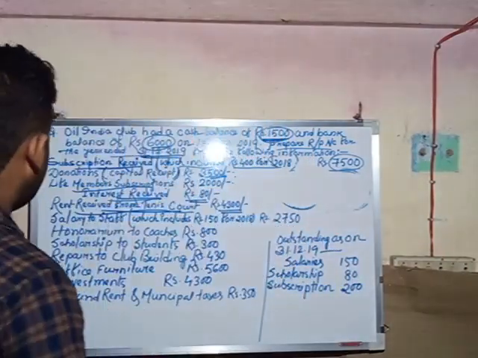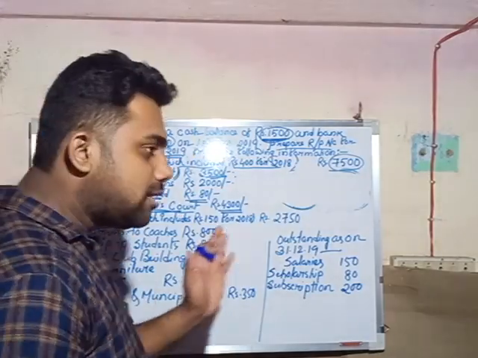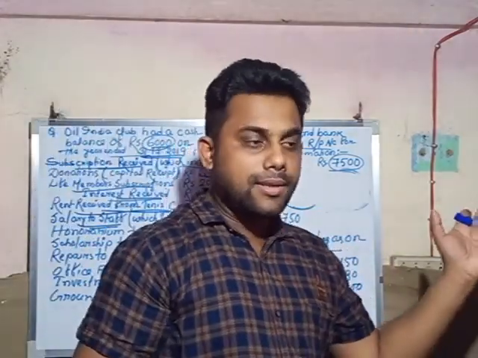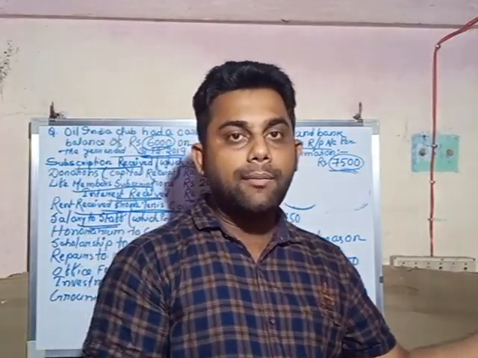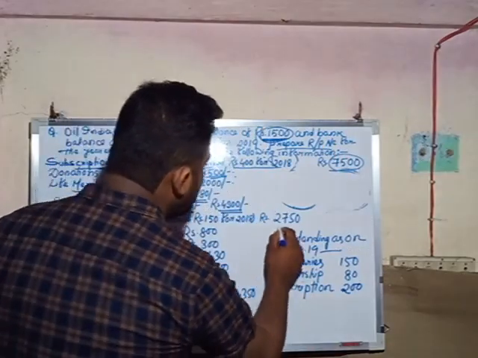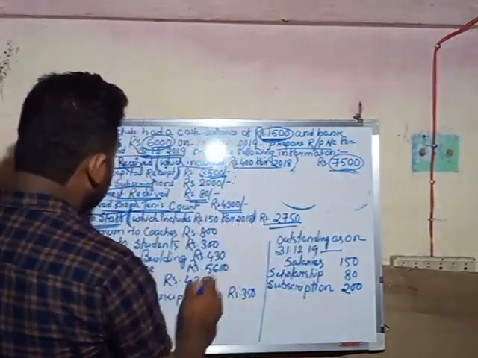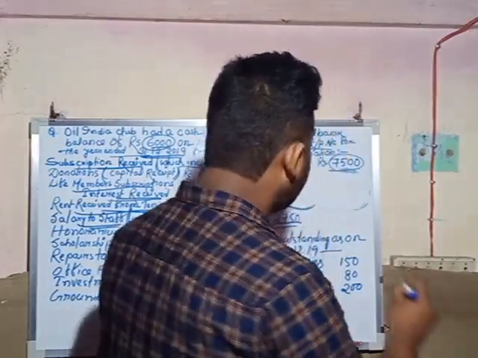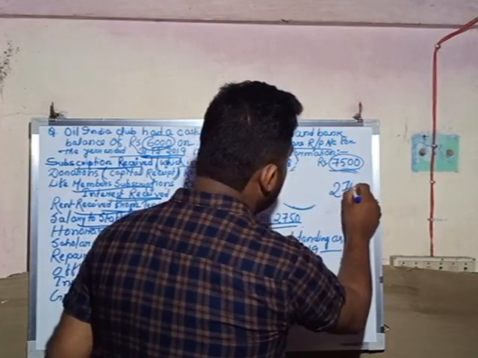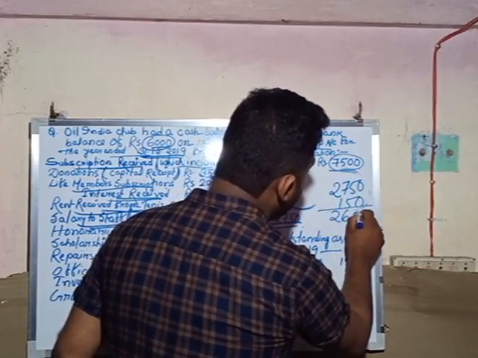Next, salary to staff. Non-trading organizations have employees or staff, so they have paid a certain amount as salary to those staff. The total amount is rupees 2750, and it is written that this includes rupees 150 for 2018. That means if the total amount is 2750 and 150 is for the previous year, then the amount for the current year is 2600.